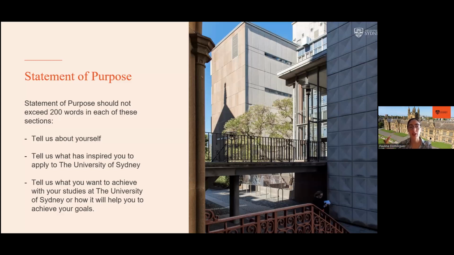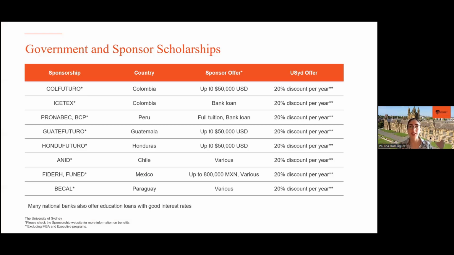You will need to tell us what has inspired you to apply to the University of Sydney, and what you want to achieve with your studies at the University of Sydney, or how it will help you to achieve your goals. You write that down, you submit that personal statement, you attach it to your online application, and that's it. That's how you apply.